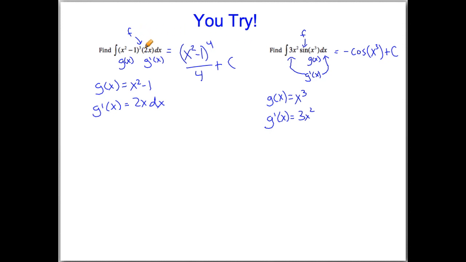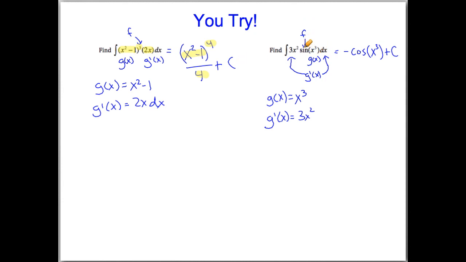Alright, welcome back. So you should have found that your function here was something cubed. And your inside function was x squared minus 1. And notice that its derivative of 2x is on the outside. So when you do that, you just have your x squared minus 1, and then instead of cubed, it'll be to the 4th over 4, and then plus c.